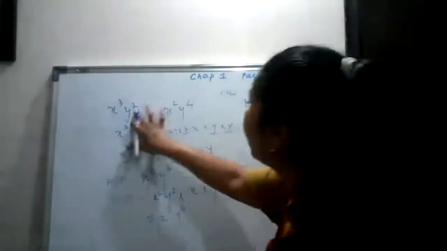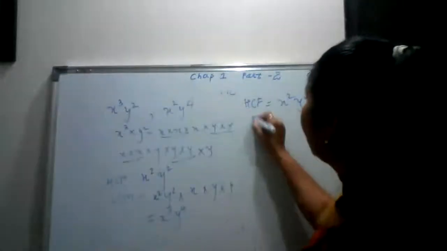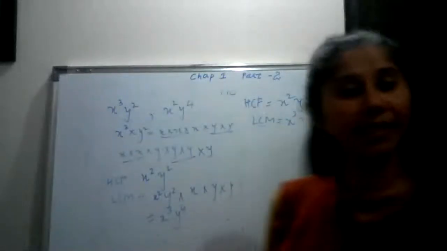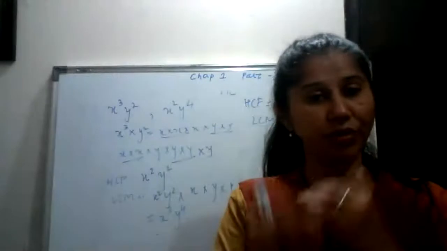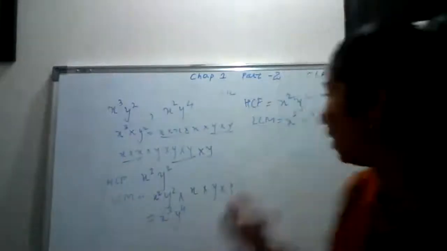फिर y raised to 4 and y square, छोटा वाला कौन सा है? y square. LCM highest वाला, x cube and x cube. Highest. Is it easy? It's very simple. So similar kind of questions you can prepare.